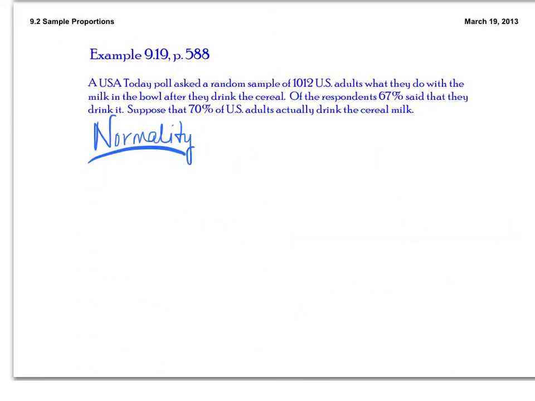The last condition we want to verify is that we can use the normal distribution. And this should be very familiar to you from the work we just finished in Chapter 8 with the binomial. This is a binomial situation. And it's binomial because as we ask this question, either a respondent will say yes, they drink the cereal milk, or no, they do not. We're asking different people, so one person's response is not influenced by another person's response since they are different.